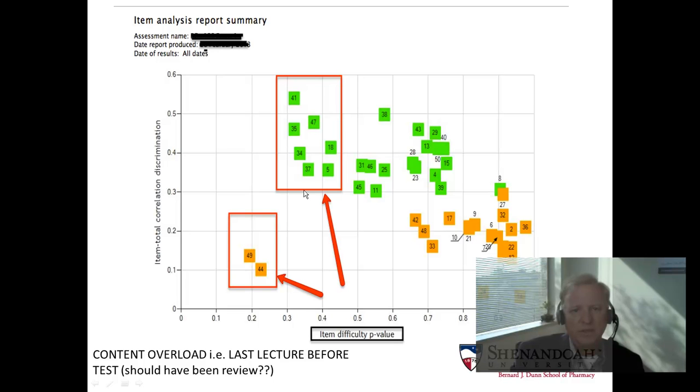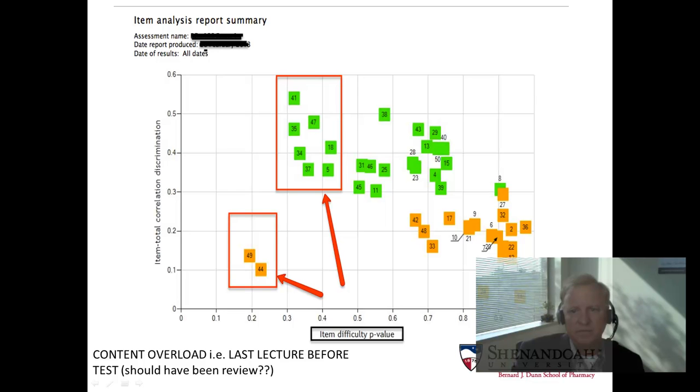These questions, on the other hand, these are hard questions, but very discriminating. You can see they range between 30% to 45% got these right. P-values ranging from 0.3 to 0.45. Yet, high in discrimination, 0.35 and up. You get over here, these are 0.9 and above.